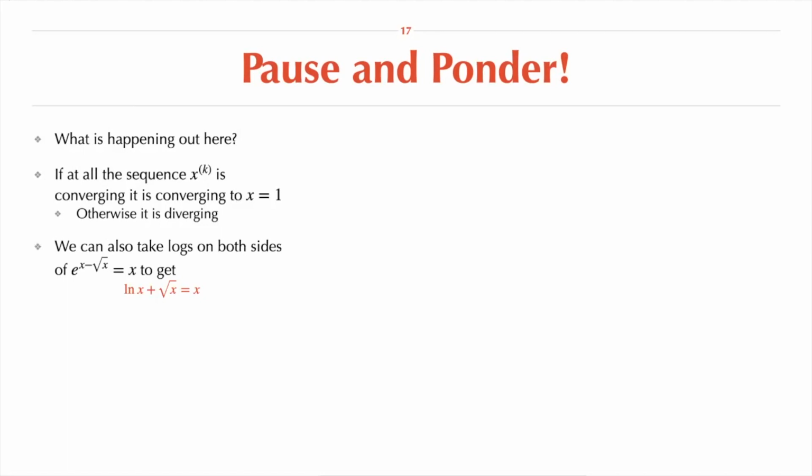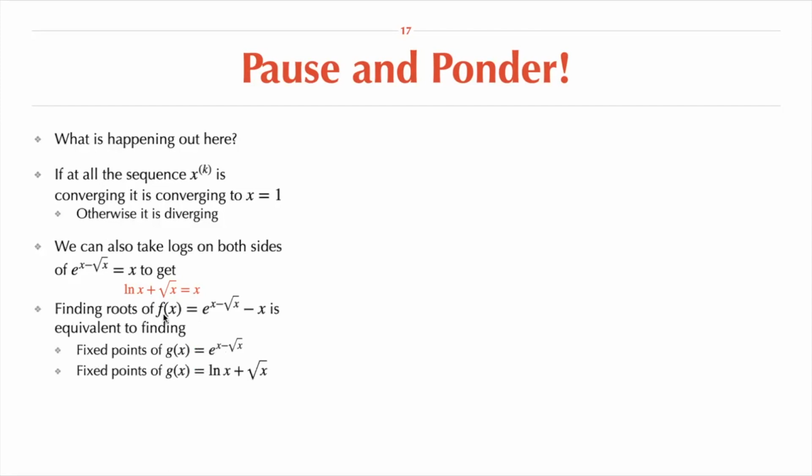Okay, so we can also take logs on both sides of this equation, assuming that none of these quantities are negative. Then you get this, and now you can start looking at the fixed point of the function ln x plus the square root of x. Instead of looking for the fixed points of e to the power of x minus the square root of x, you are now looking at the fixed points of ln x plus the square root of x. Let's see what happens, because this is the same as before. Just by taking the log of both sides, the roots will not change. They will remain the same.